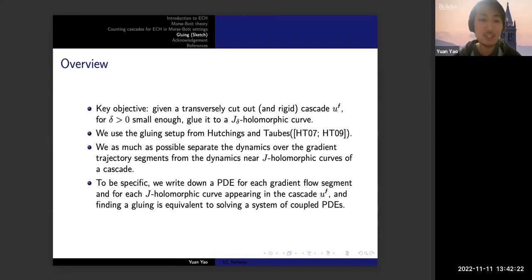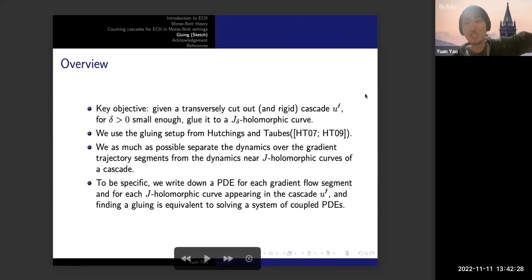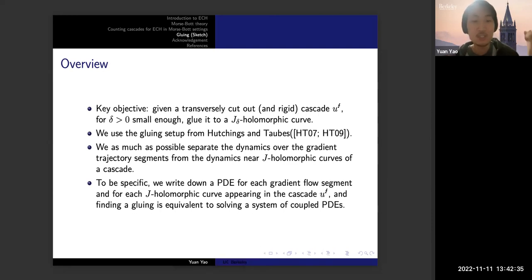The general strategy is that the gradient trajectories in a cascade behave very differently from a J-holomorphic curve, because these things are very slow. So the strategy is to separate the dynamics over the gradient trajectory segments from the dynamics of the J-holomorphic curves in the cascade.